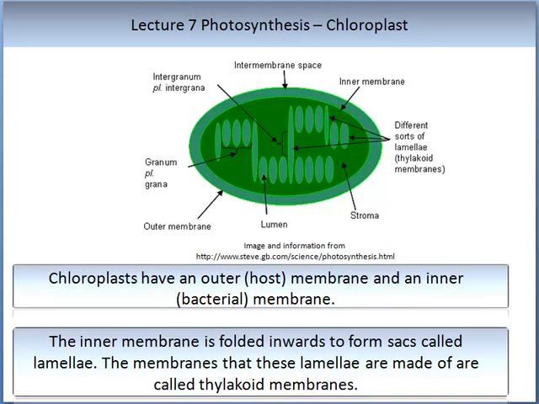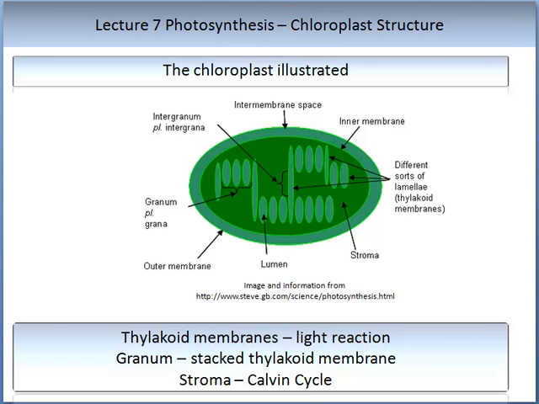The illustration on your slide is a cartoon type illustration that demonstrates the key components of the chloroplast. Firstly, I'd like you to note that the chloroplast has an outer membrane and an inner membrane. In the inner membrane, sacs fold inwards, and these are called lamellae. The membranes that these lamellae are made of are called the thylakoid membranes, just here and here. When the thylakoid membranes are stacked, they form what is called a granum.